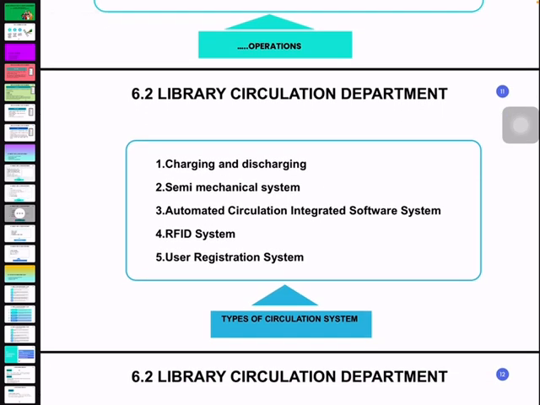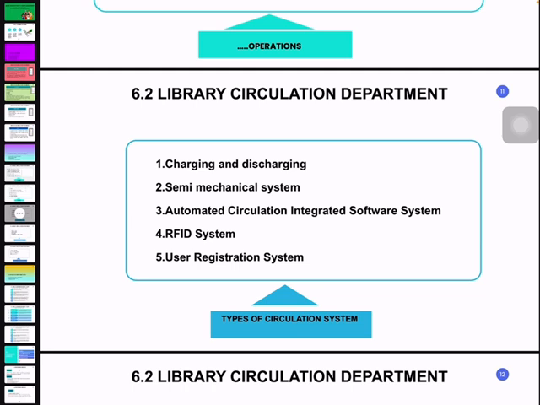Alright class, these are the types of circulation system. First is charging and discharging. Macam biasalah, kita guna yang macam dekat PSB tu, charging and discharging. And then semi-mechanical system. Next, we use automated circulation integrated software system.